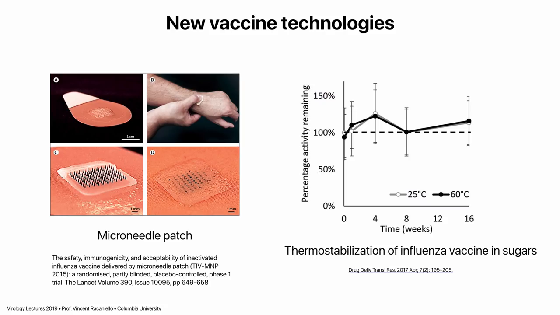Turns out that you can make vaccines not require freezing by simply drying them with sugars. And here is thermostabilization of an influenza vaccine with a particular sugar. We're looking at percentage of activity of the vaccine, and you can see it remains at 100% at either 25 or 60 degrees Celsius, that's very hot, for 16 weeks. So you don't need to refrigerate these vaccines. The sugar is stabilizing the protein.